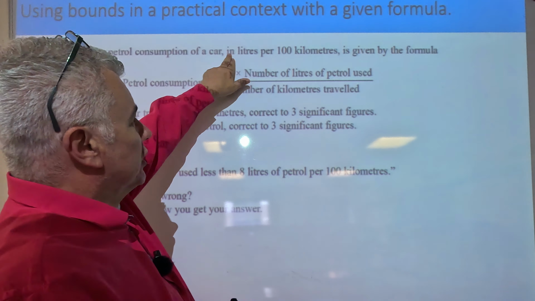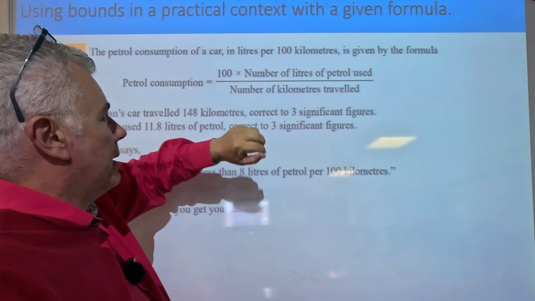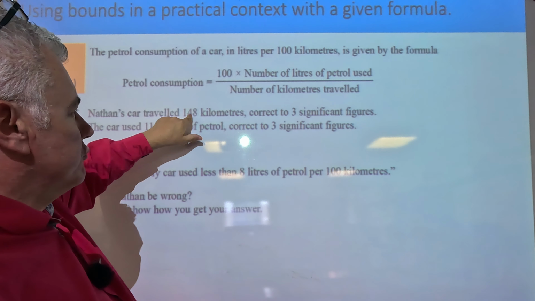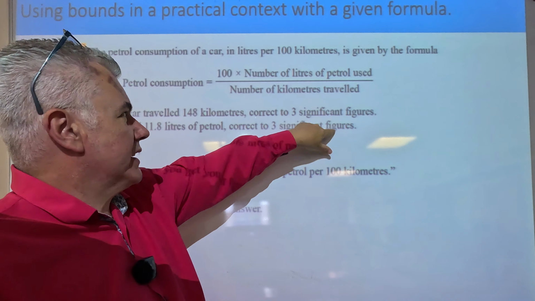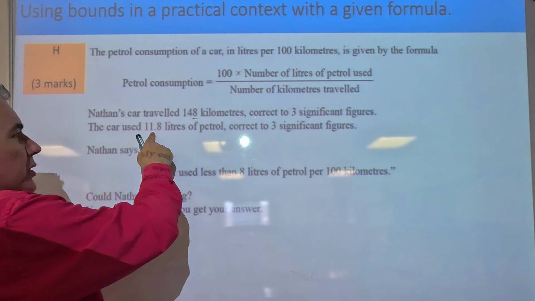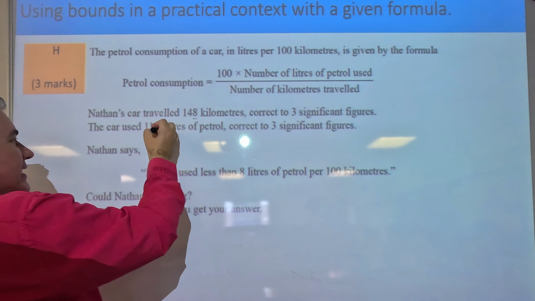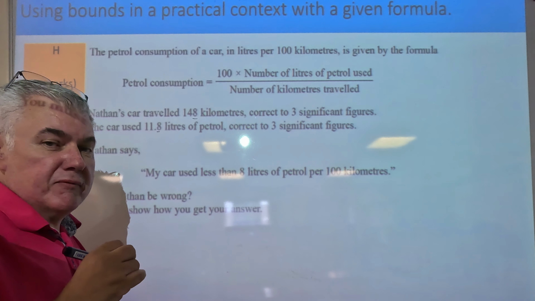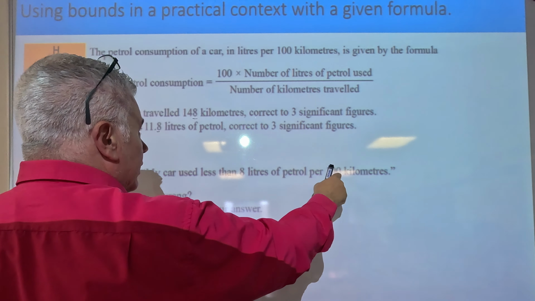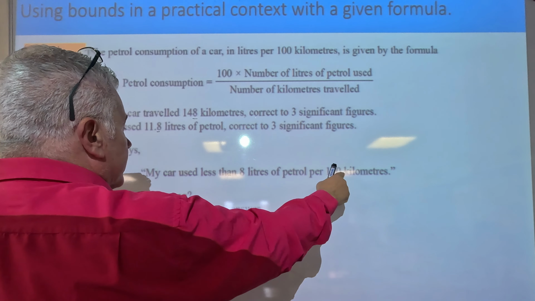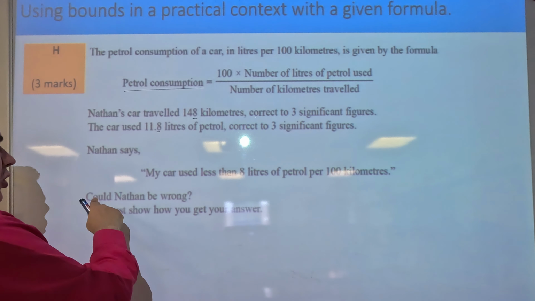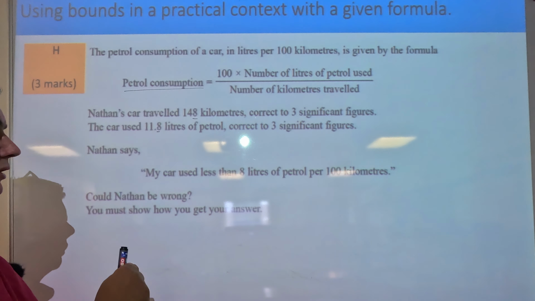The petrol consumption of a car in litres per 100 kilometres is given by this formula. They've given me a formula. Nathan's car travelled 148 kilometres, correct to 3 significant figures. So this is a number that might have been rounded. The car used 11.8, correct to 3 significant figures. Again, this is the number that may have been rounded. Nathan says, my car used less than 8 litres of petrol per 100 kilometres. Petrol consumption. Could Nathan be wrong?